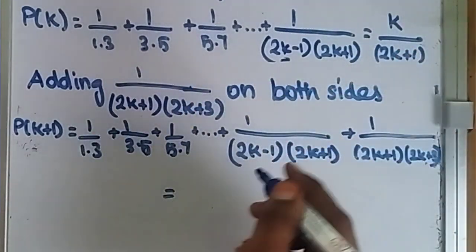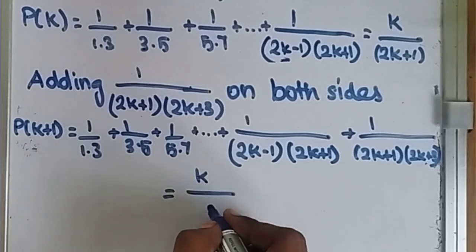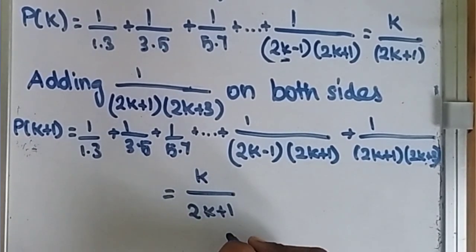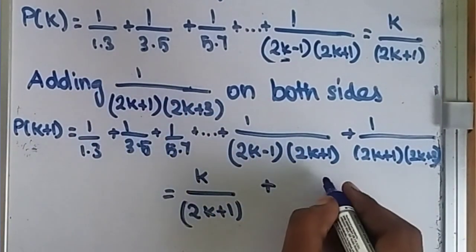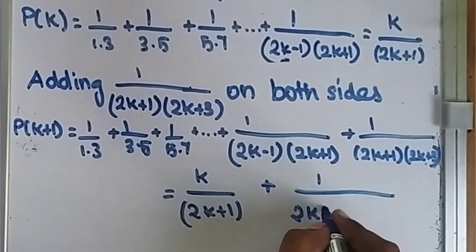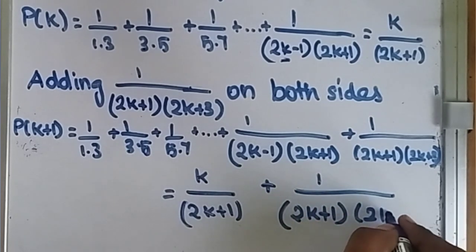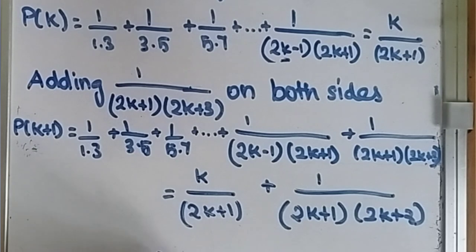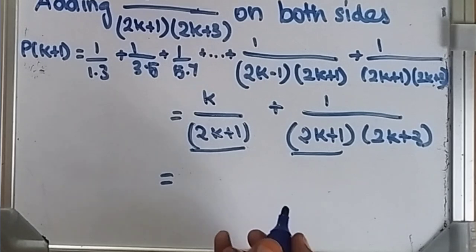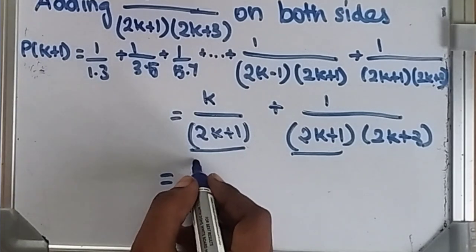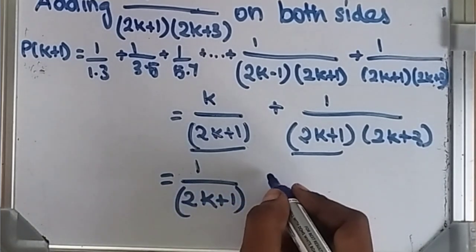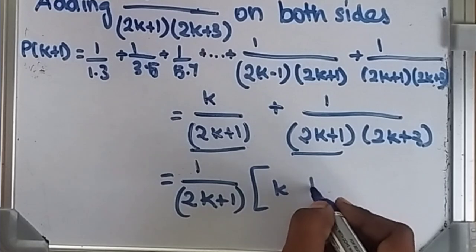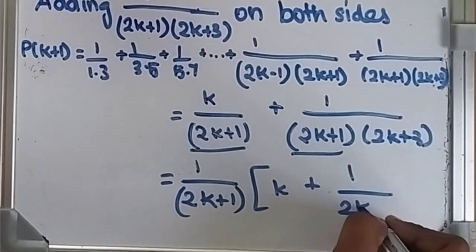Which is equal to, now we are going to add this term to the right hand side. What do we already have in the right hand side? What we already have in the right hand side is k divided by 2k plus 1. Right? Now we are going to add this term to the right hand side, which is 1 divided by 2k plus 1 multiplied by 2k plus 3. Clear? Clear. 2k plus 1 is common in both their denominators, so I am taking this out. So 1 divided by 2k plus 1, right? So what do we have remaining? k plus 1 divided by 2k plus 3.